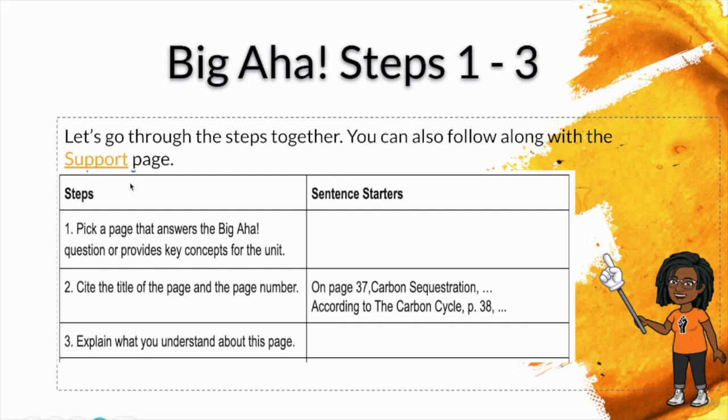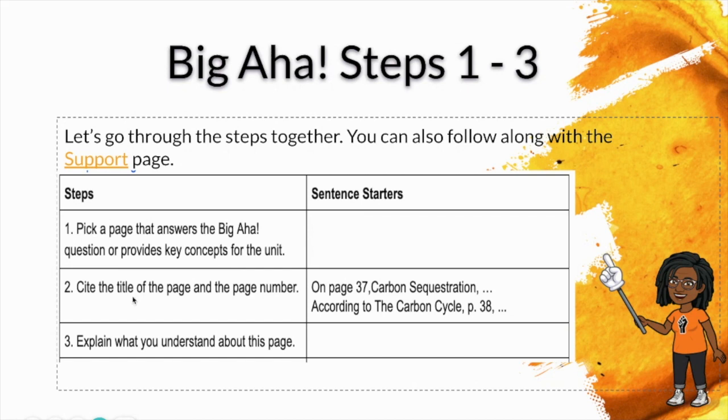So there is a support page that we will link for you, and this walks you through the steps of how to write a big aha. So this is what this video is going to do, is walk you through the steps. So the first thing is you pick a page that answers the big aha. So pretty much any page in your unit you can pick. And what I like to do is I like to think about, how is this going to help me answer the question, how does photosynthesis cause or solve environmental crises? Or it could just provide important concepts about the unit and not be specifically related to that big aha question.